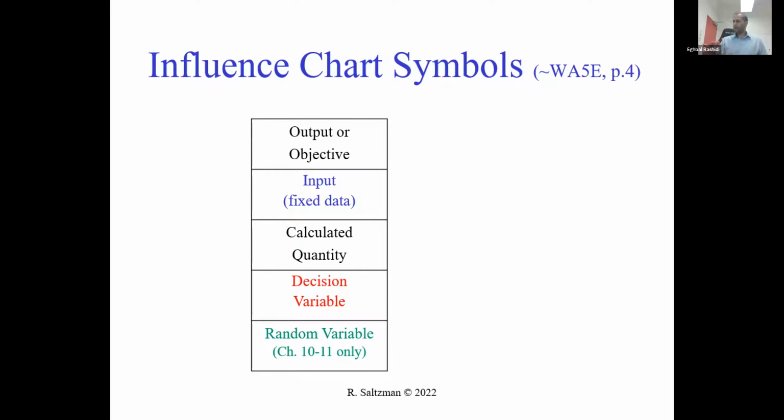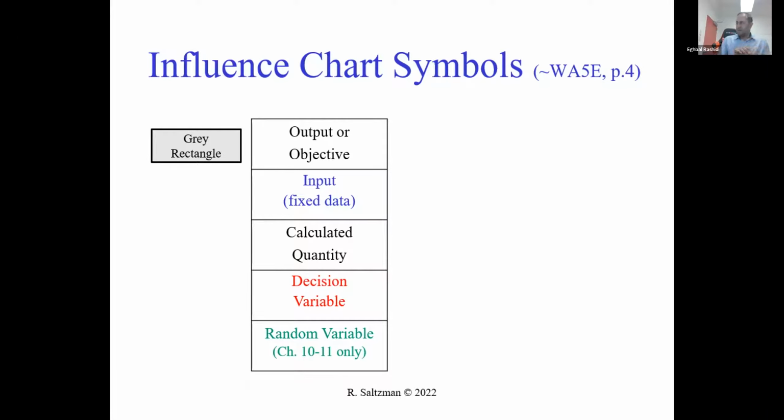So what do we have in a problem? We have what is called the output, or the objective of the problem or situation that you're in. We have the input, or the fixed data that you have. We have something in the middle, the calculation part that goes into the model. Then you have the decision variable, another part of any model. And also the random variable, which we're going to talk about in the last chapter on simulation, Monte Carlo simulation. So these are all five different parts of the problem or model.